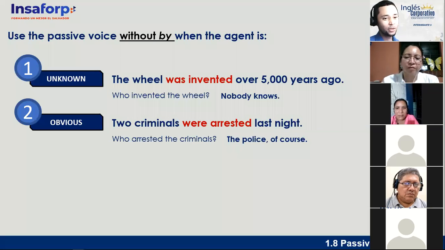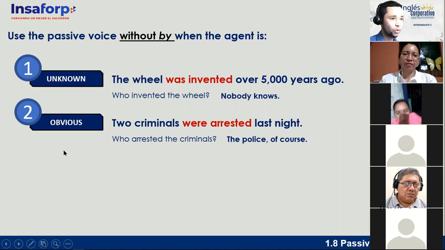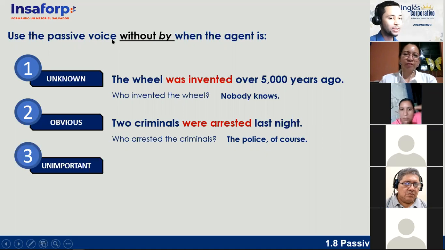Two criminals were arrested last night. ¿Cómo quedaría esta oración si ocupáramos by y el agent? Two criminals were arrested last night by the police. Bastante lógica, pero redundante, porque todos sabemos que la policía es la que arresta a los criminales, ¿verdad? Así que no es necesario. We use the passive voice without by when the agent is obvious. And number three, we use the passive voice without by when the agent is unimportant, irrelevant.